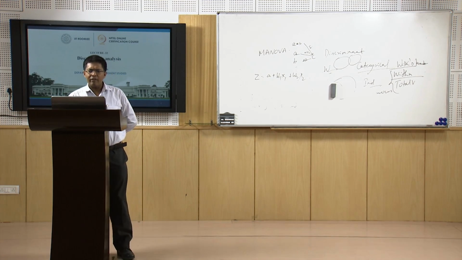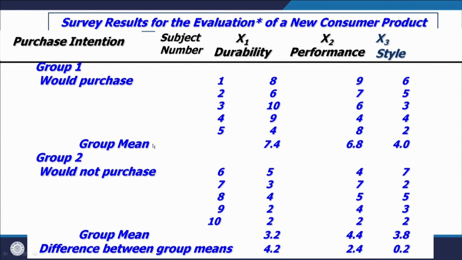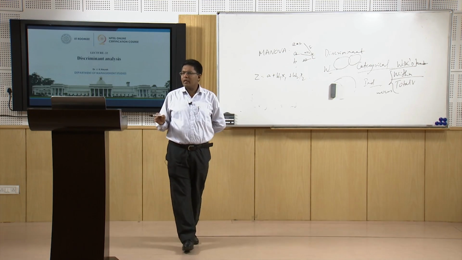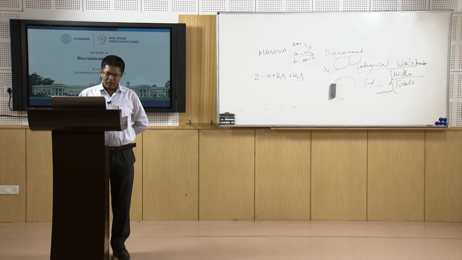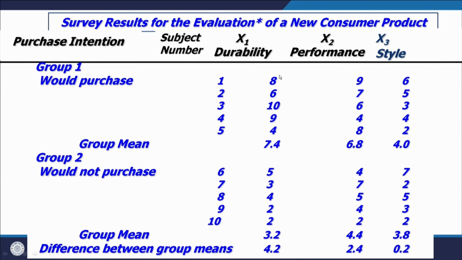So this is a survey result for the evaluation of a new consumer product. Now the 2 groups are would purchase and would not purchase. Group 1 are people who would purchase the item, and group 2 are the people who would not purchase. If you look at the durability values they have given, the people who would purchase, what importance they have offered to durability, to performance, and to style. And similarly, what is the score of the people who are not going to purchase.